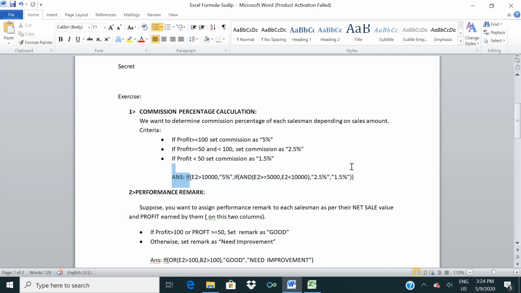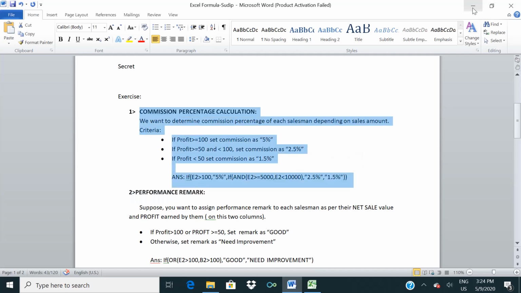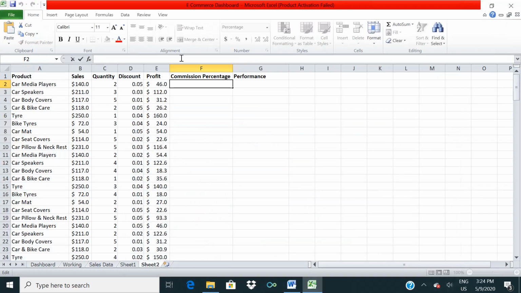So our formula is this: if E2 greater than 100. Okay, so here it is something wrong. Okay, let's try this, this is what I'm going to do right now. First one, you can write it down. Okay, let's come here. If E2 greater than 100, then it will be 5%.